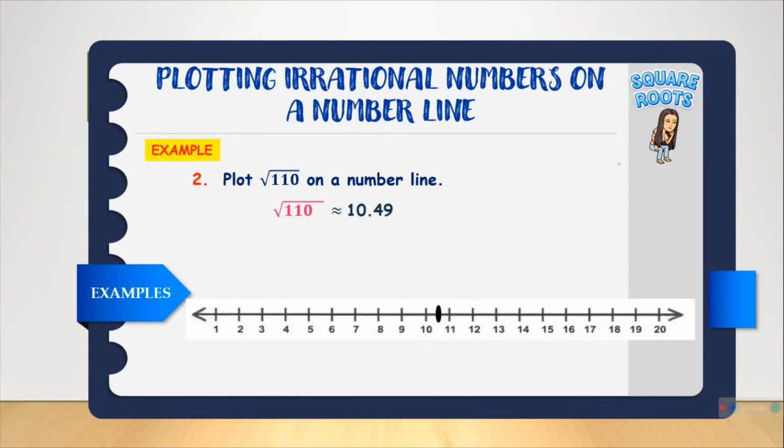So, ito yung number line natin. Nasa gitna siya ni 10 at 11. So, doon lang yung ipa-plot. That is 110.